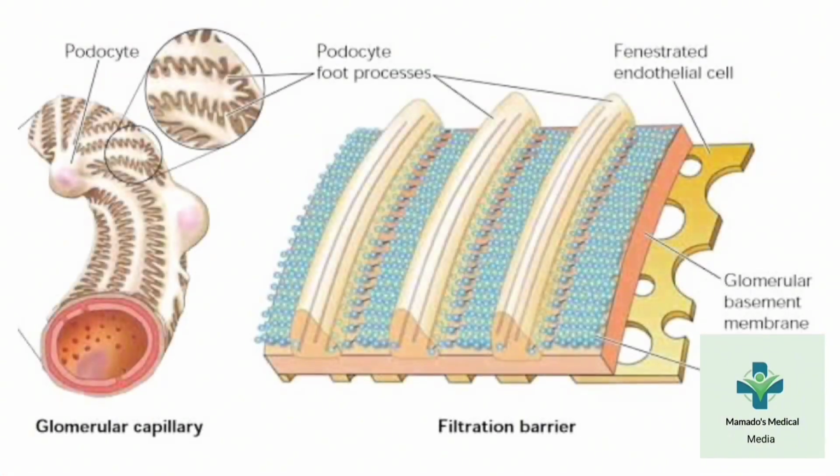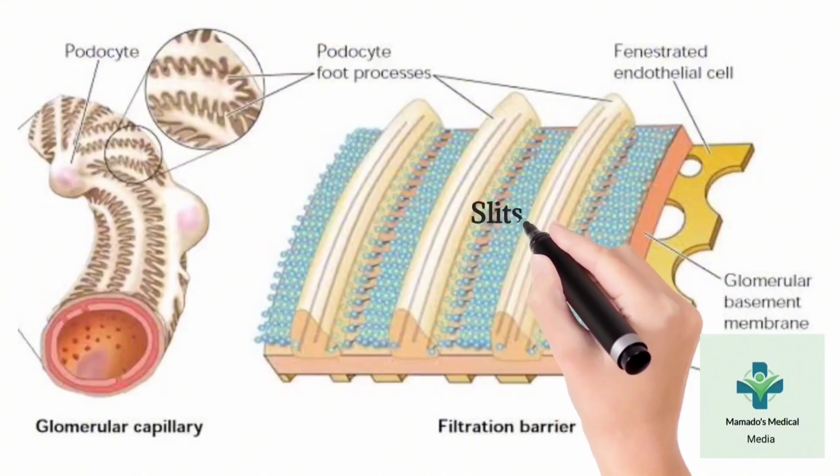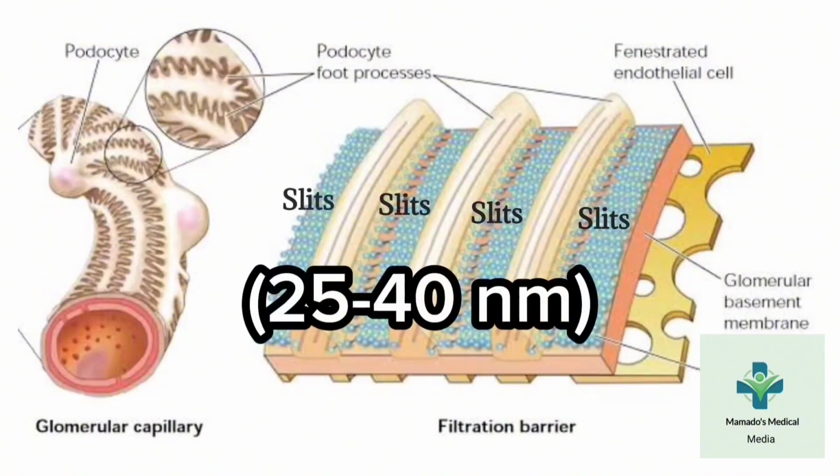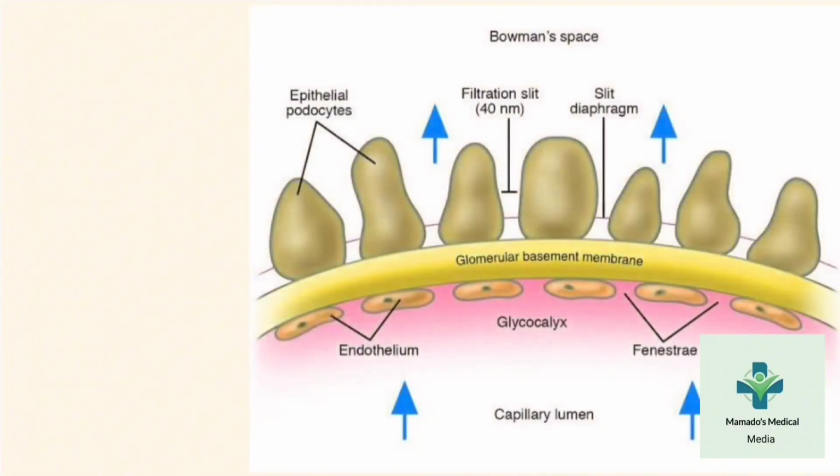The third layer is formed by podocytes, the visceral layer of Bowman's capsule. These podocytes have foot processes that interlock, forming small slits called filtration slits. Between the slits and the negative charge, only certain substances can pass through. Let's go through a few of them.